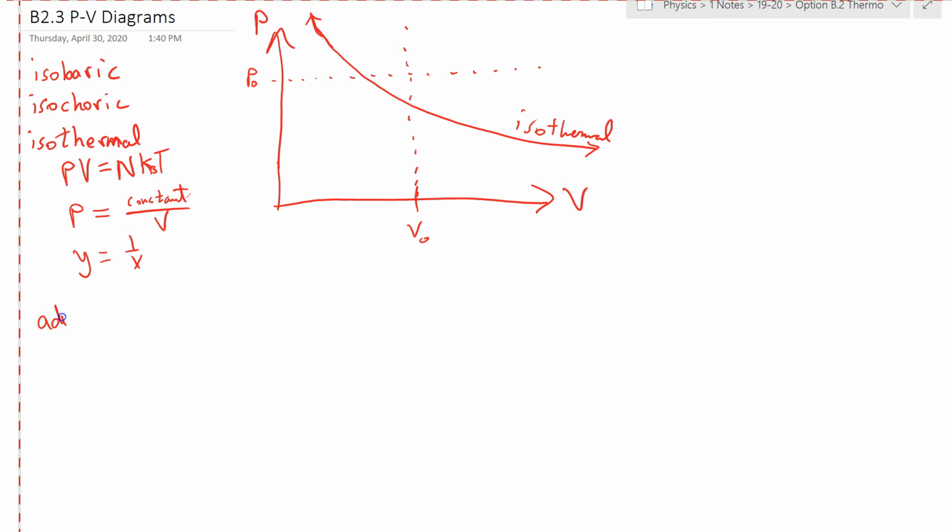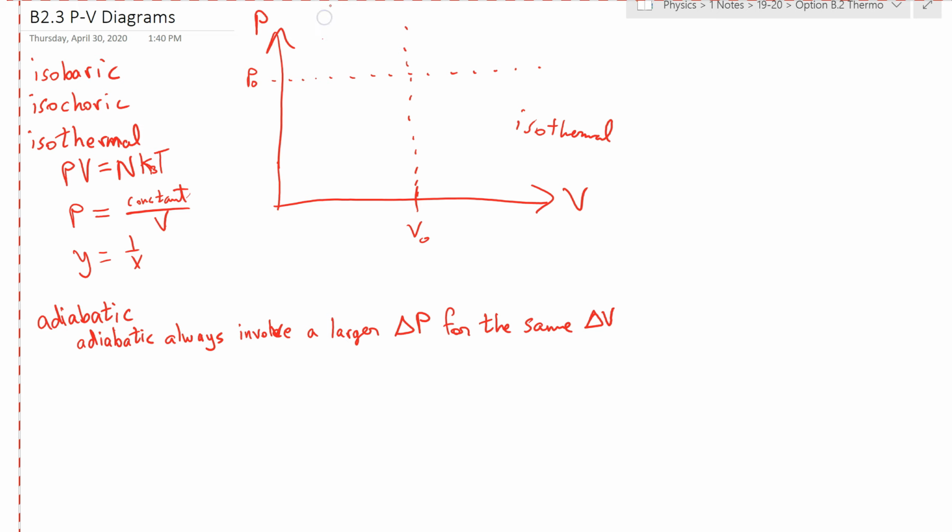And the last one, adiabatic. Adiabatic looks a whole lot like isothermal. It's just that the line is steeper, which is not quite the right description, but it's what people say a lot of times. I like to say that adiabatic lines always involve a larger delta P for the same delta V. So actually it depends on, I drew 2 arrows a while ago.